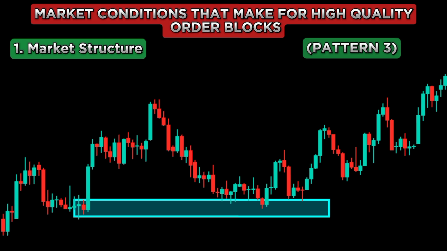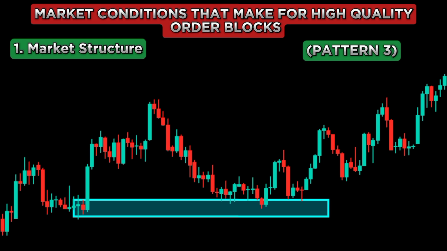The third pattern happens like this. So we have an order block zone here, after a break of structure, but before the market returns to the order block, it creates a strong area of liquidity here.